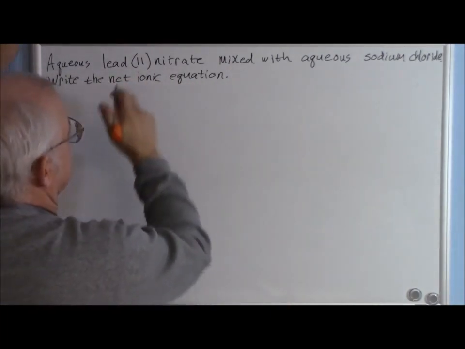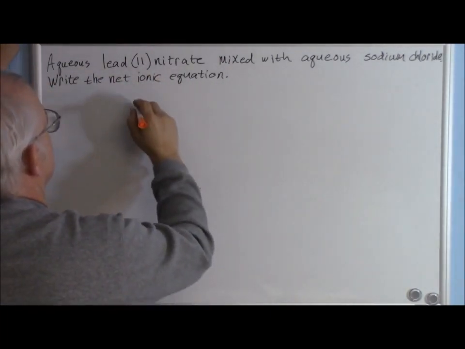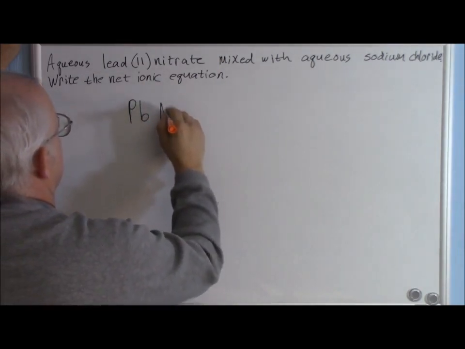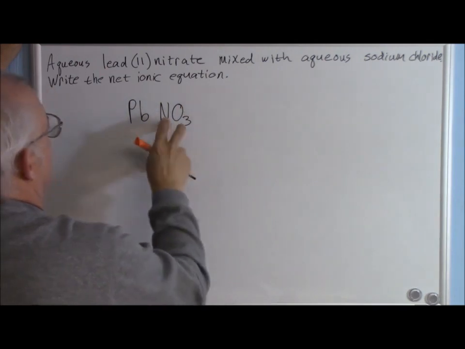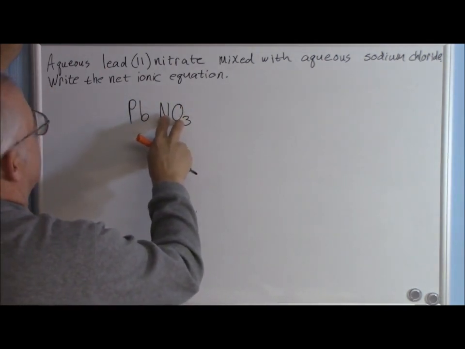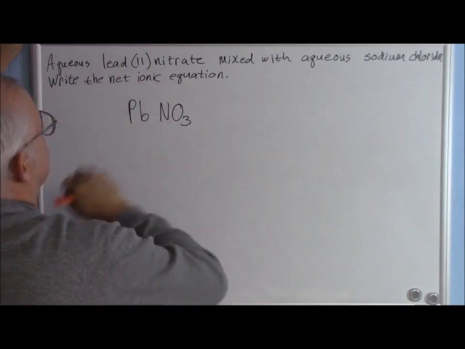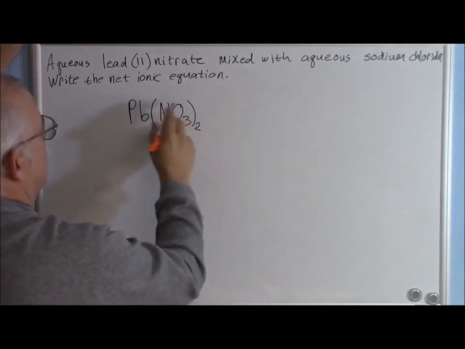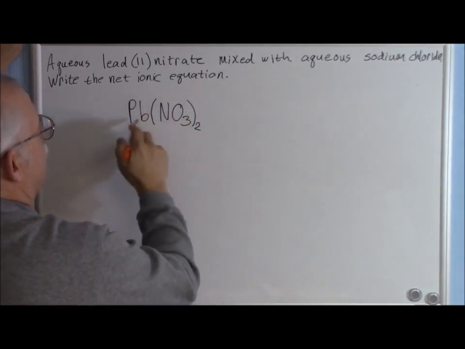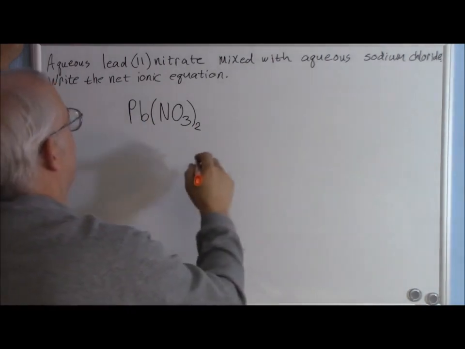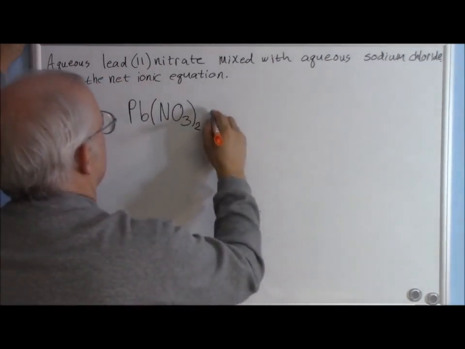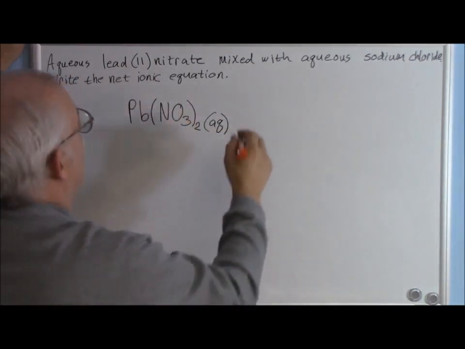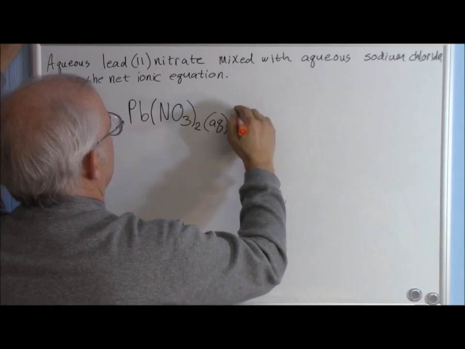Lead nitrate, lead-2 nitrate. So lead is Pb and nitrate is NO3. Nitrate takes a -1 charge, and we're told that lead takes a +2 charge. So we already know we're going to need 2 of these nitrate anions to balance out with a lead +2 cation. And of course, that's given us as aqueous. So we've already written the first compound in our skeleton equation.